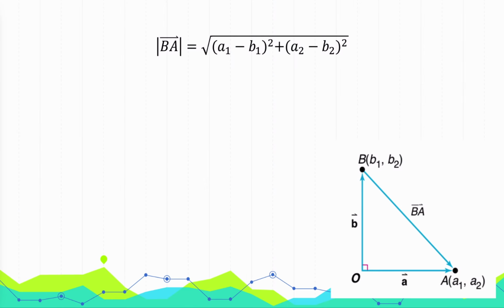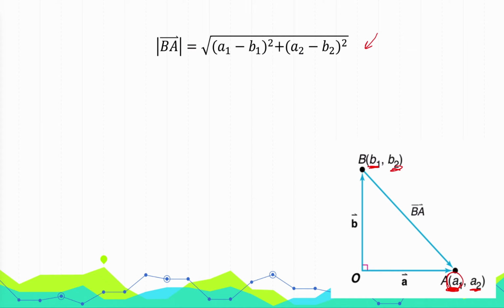Now, by definition, the magnitude of this vector is, again, using the Pythagorean theorem, the square root of the difference between the points in the x direction, right? So the ending x coordinate minus the beginning x coordinate, and the ending y coordinate minus the beginning y coordinate.